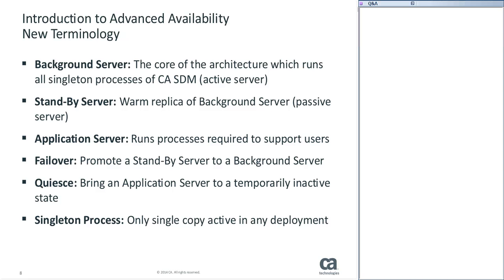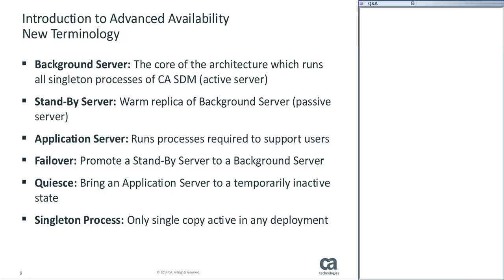You have application servers. Application servers take the place of secondary servers today, and they run the processes required to support users. So your end users, they'll be logging into the application servers directly. If you have web service applications, you're going to want those pointed at the application servers. Application servers are basically taking on the bulk of the session traffic so that the background server can be left mostly alone to handle the singleton processes.